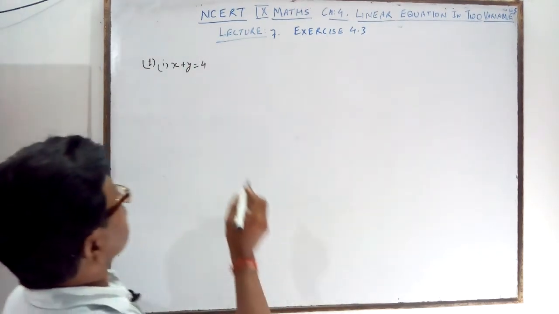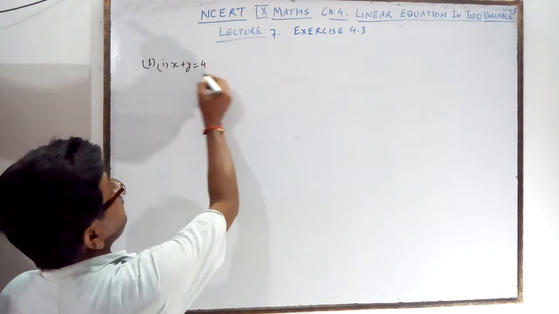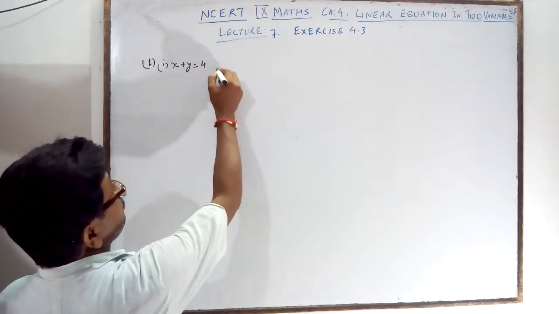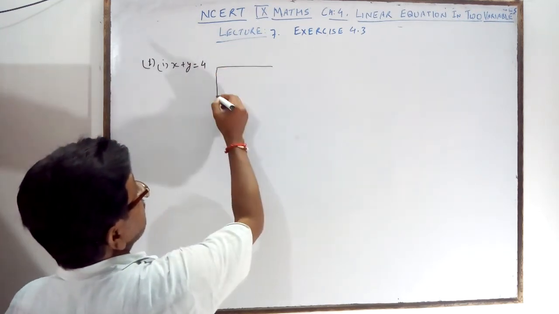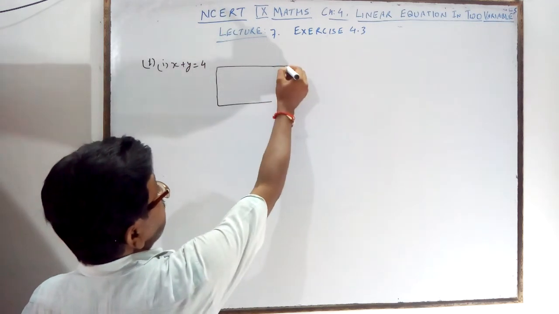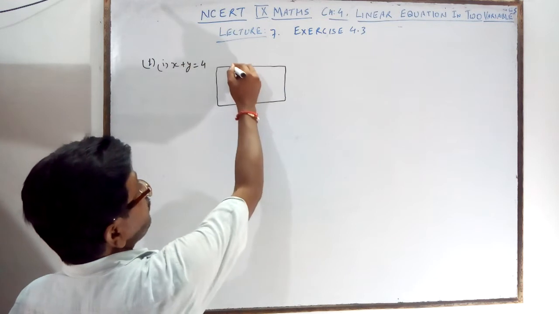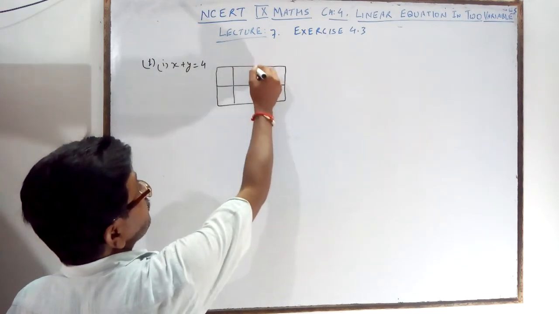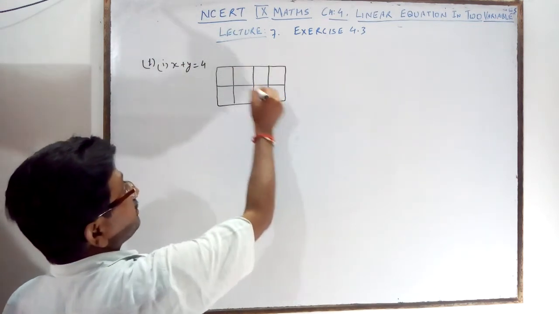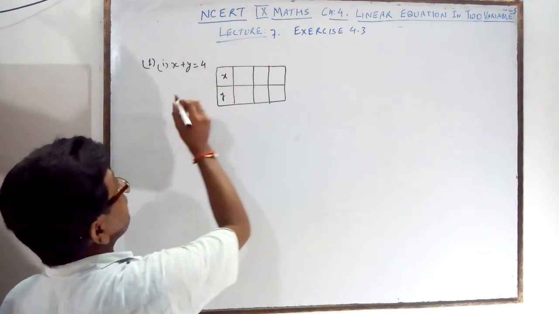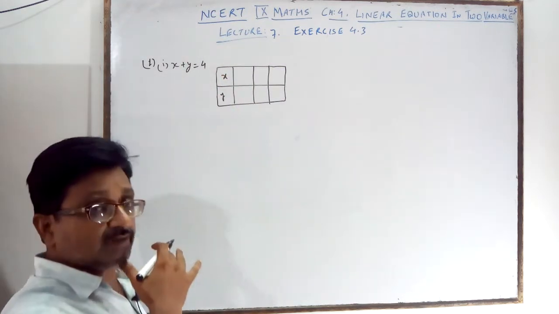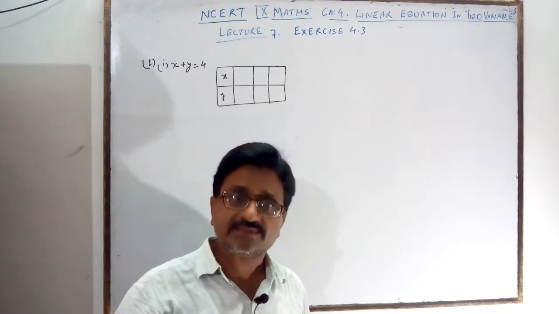For drawing the graph, there are some very important things. You will plot a table. The table needs a minimum of 2 values. Minimum 2, maximum no limit, but at least 2. You can write y in terms of x or x in terms of y.